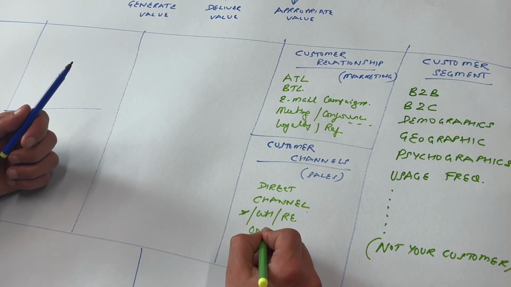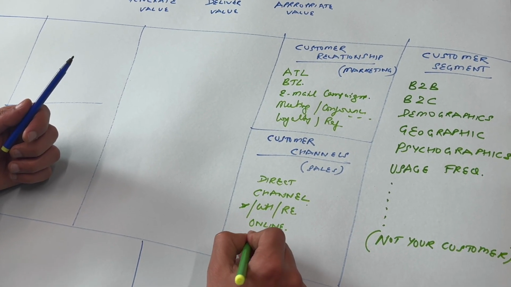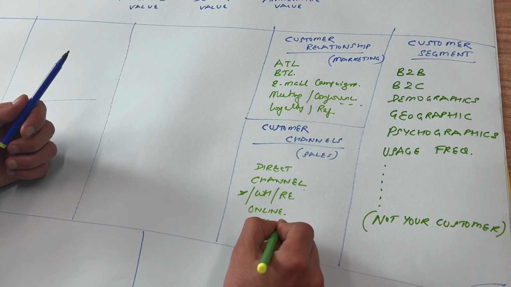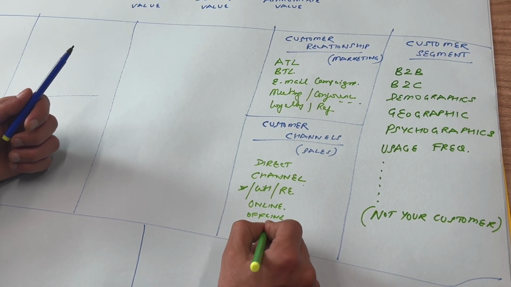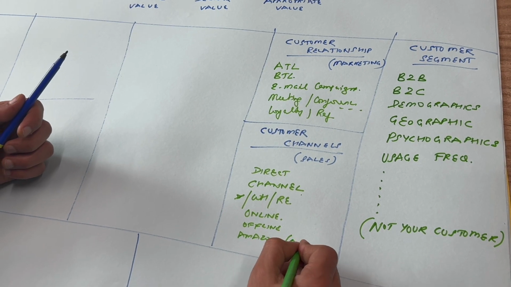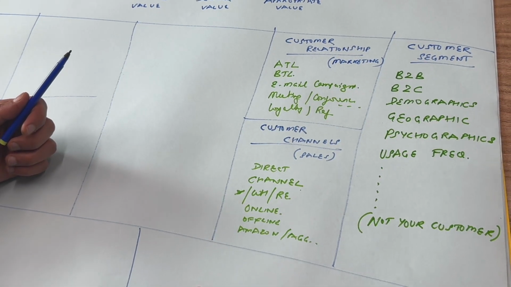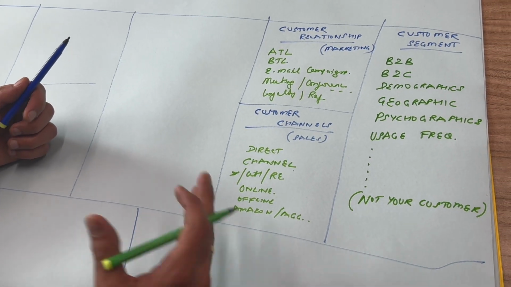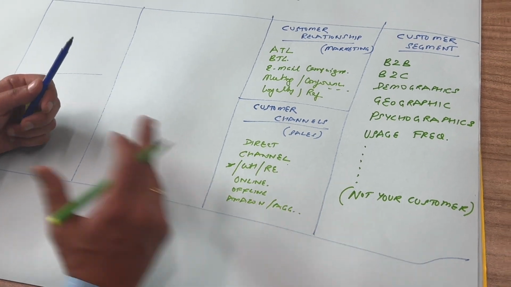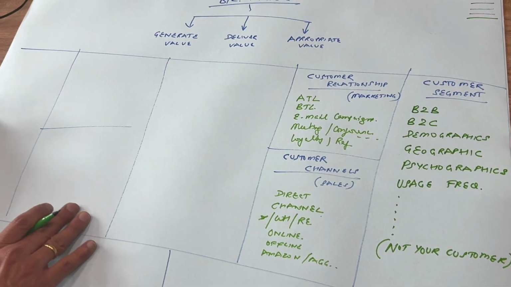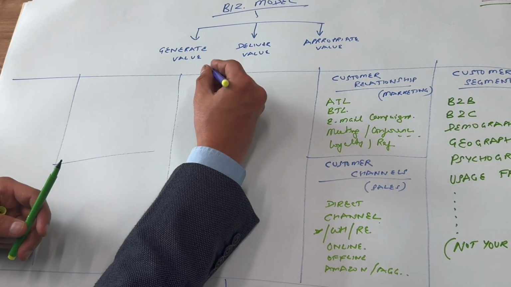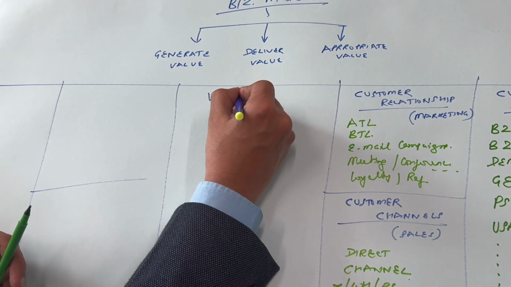You can have purely online, you can have offline also. You can look at an Amazon kind of a platform, or what we call an aggregator kind of a platform. All these are the various sales channels which are available to you. So you need to know how you will be reaching out to your customers. Then the heart of the business model canvas is what we call the value proposition.